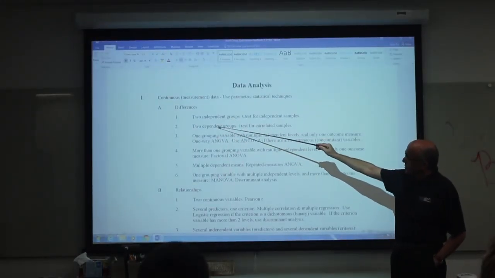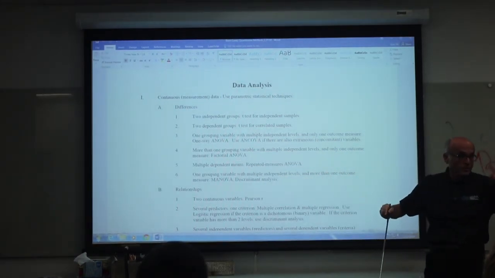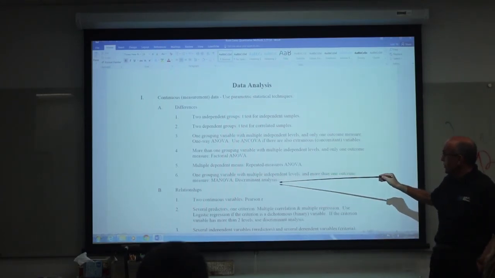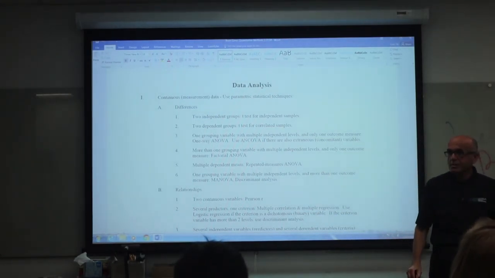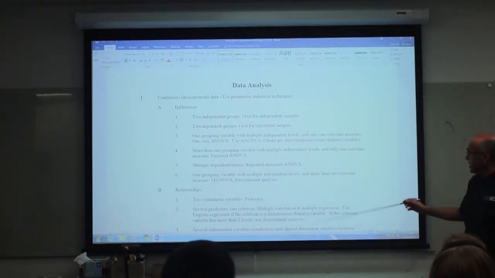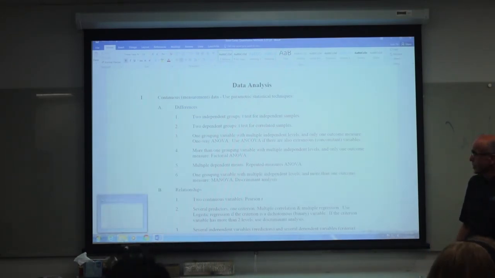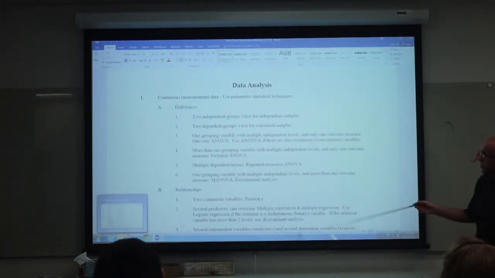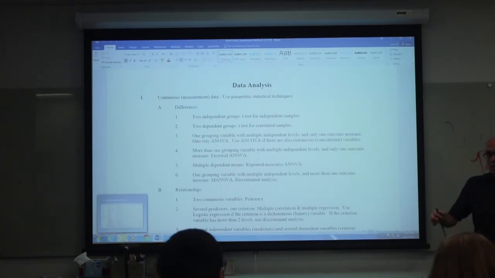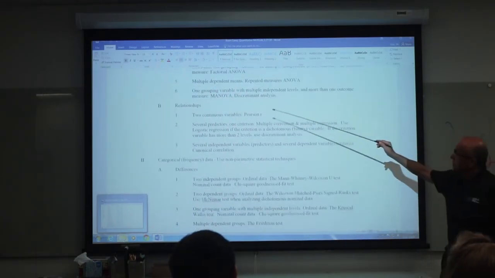Here, for the t-test or one-way ANOVA or factorial ANOVA, there is one outcome. If you have more than one outcome, then it's called multivariate analysis of variance, or you can do a discriminant analysis. You learn this not in the first stat course, but in the second or maybe third stat course, depending upon where you are. Go down, please. So these were differences.